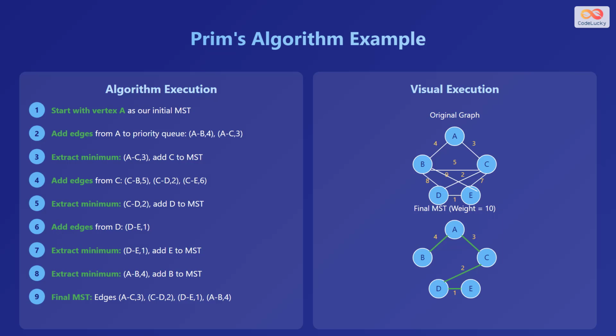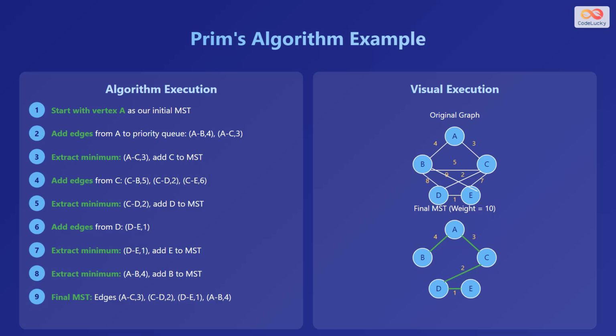Let's work through an example of Prim's algorithm in action. We start with vertex A as our initial MST. Add edges from A to the priority queue. The edges are A to B with weight 4, and A to C with weight 3. We extract the minimum edge, which is A to C with weight 3, and add C to the MST. Add edges from C to the priority queue, C to B with weight 5, C to D with weight 2, and C to E with weight 6.